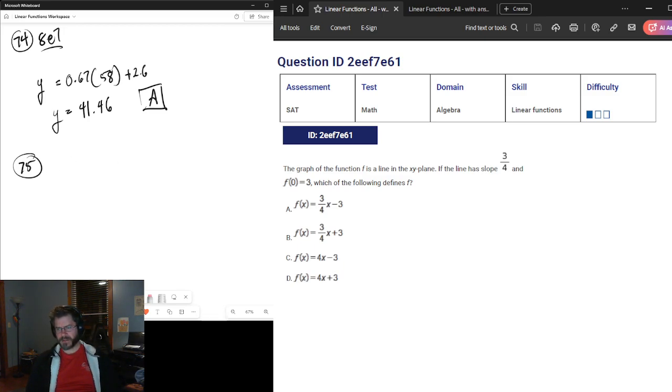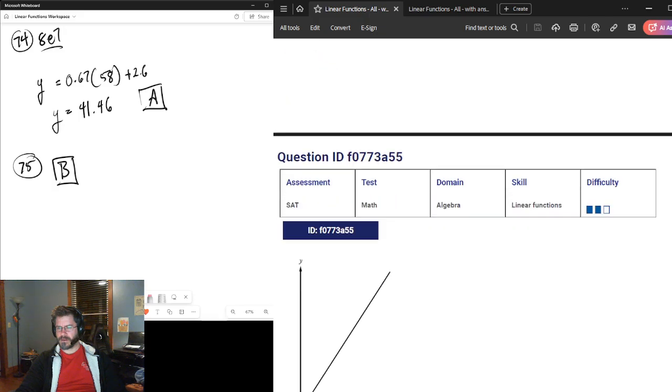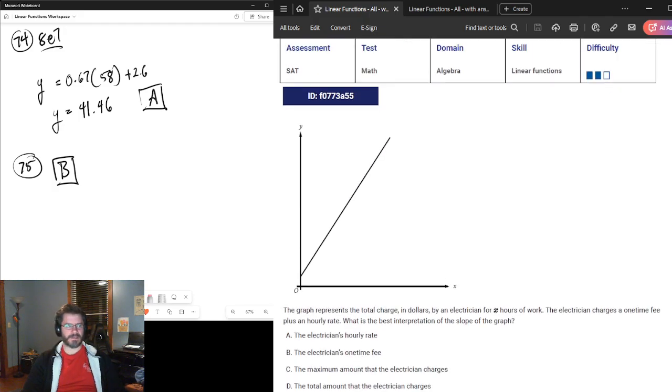Answer choices are linear functions with different y-intercepts, so either negative or positive 3 and 3/4 or 4. They tell us the line has a slope of 3/4 and 0, 3 is a coordinate point. So that means that 3 is the y-intercept and 3/4 is the slope. Very easy. Slam dunk on B there. It's barely even a question. If you know the definitions, you gotta know the definitions.